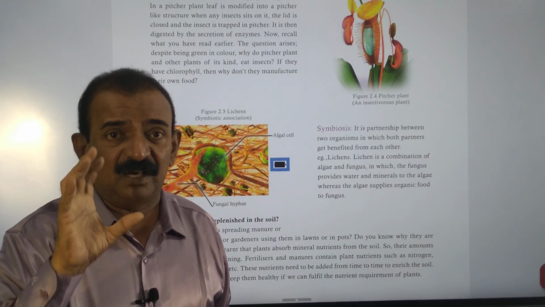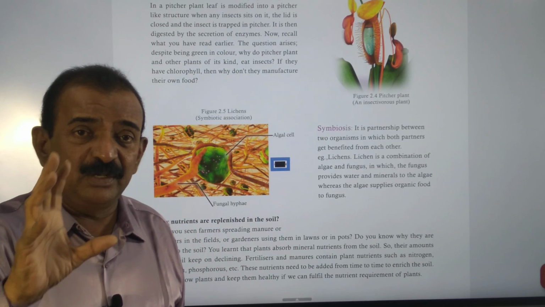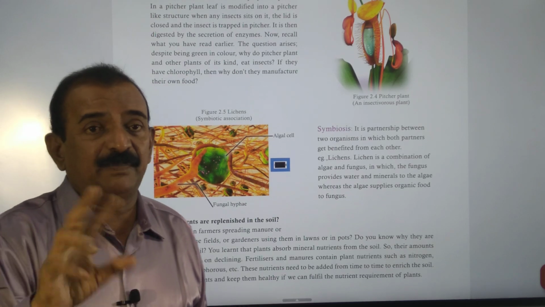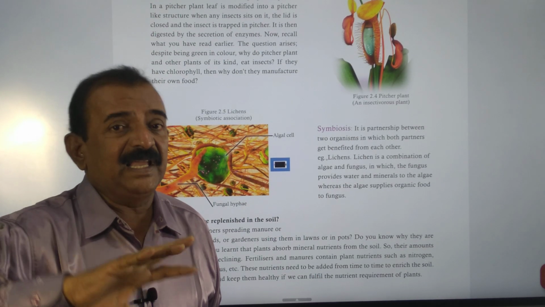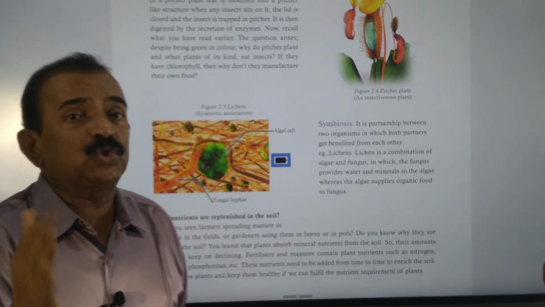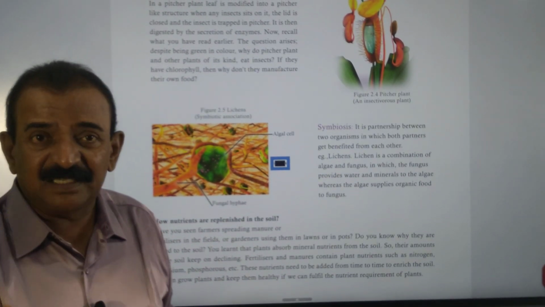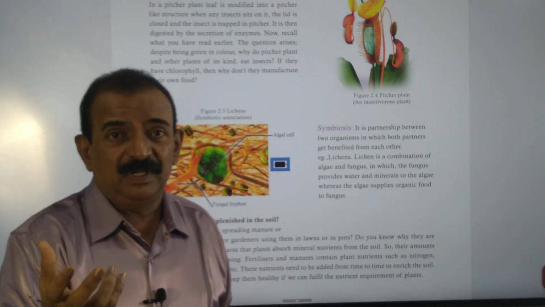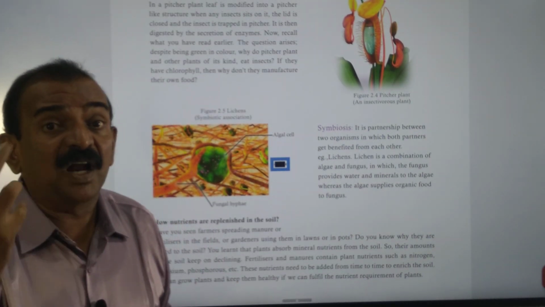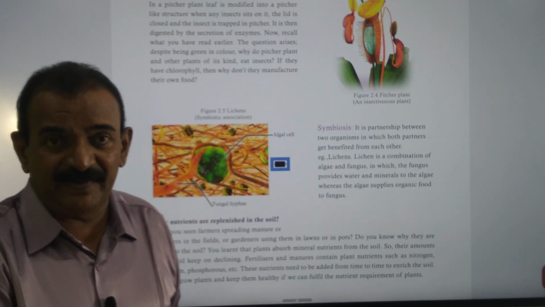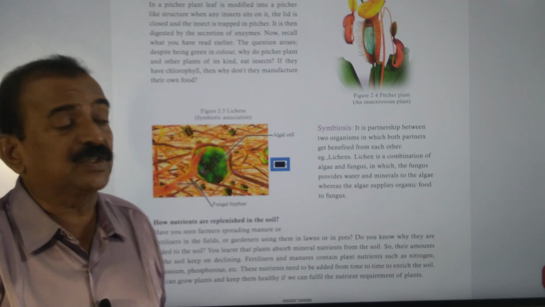Lichens are organisms in which two types of organisms live together. One type is fungi, and the other type is algae. Fungi give minerals and water for the survival of the algae, and the algae prepare food and give the organic food substance to the fungi. So both of them benefit, and this type of nutrition is called symbiotic nutrition.